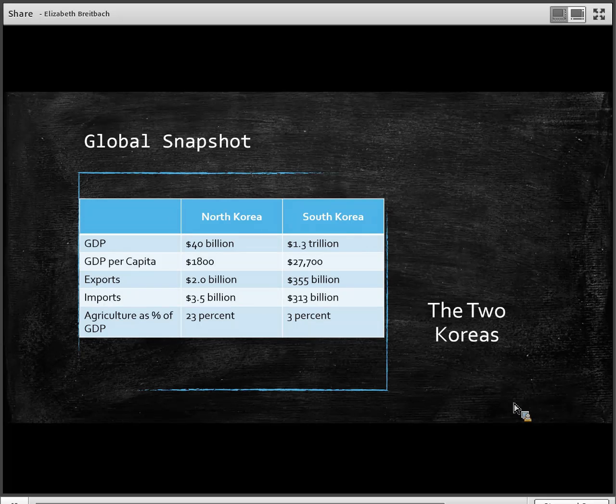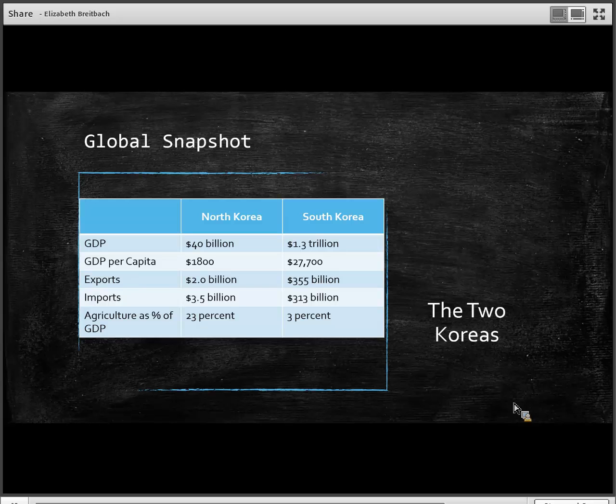Amount of exports and imports. So how much are they producing for consumers abroad? How much are they consuming of what people are bringing into the country? Billions, hundreds of billions of dollars compared to just over $1 billion. And we can also see that agriculture as a percentage of GDP is significantly different.